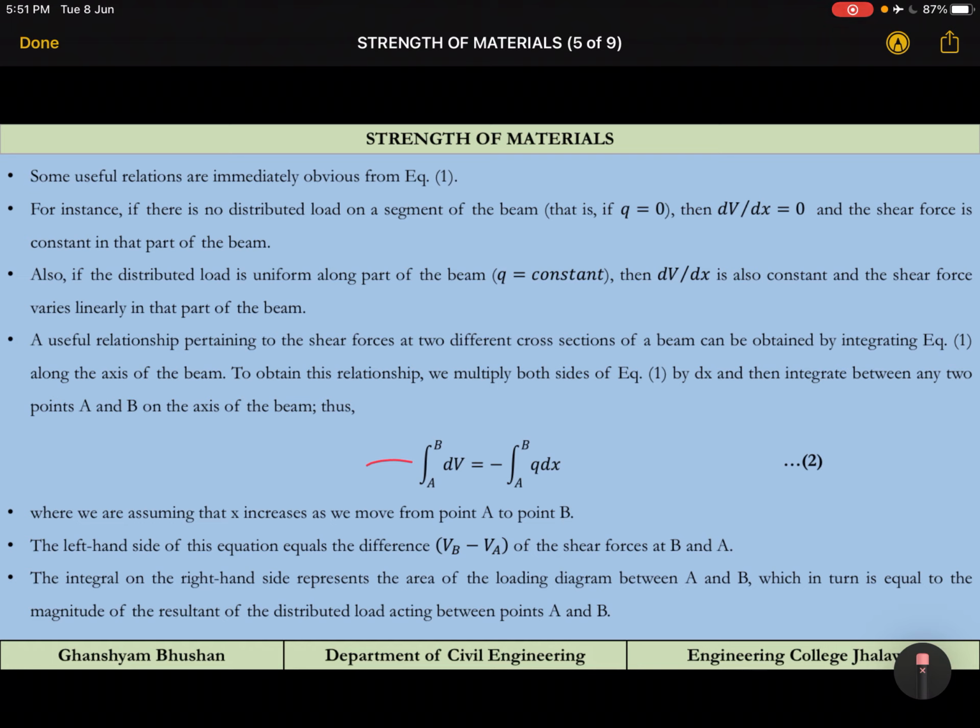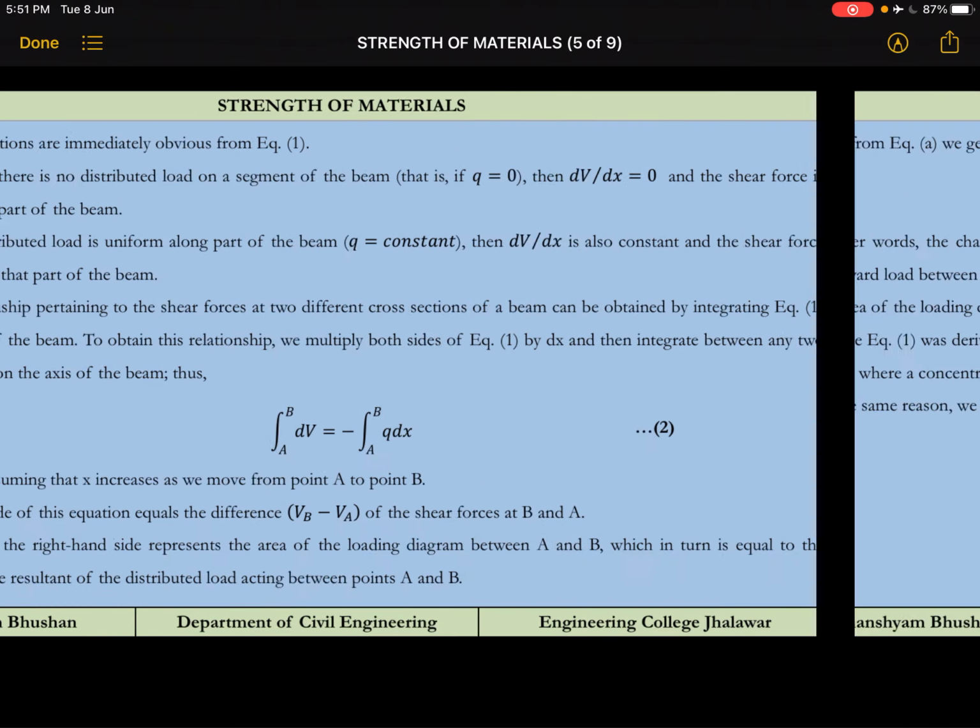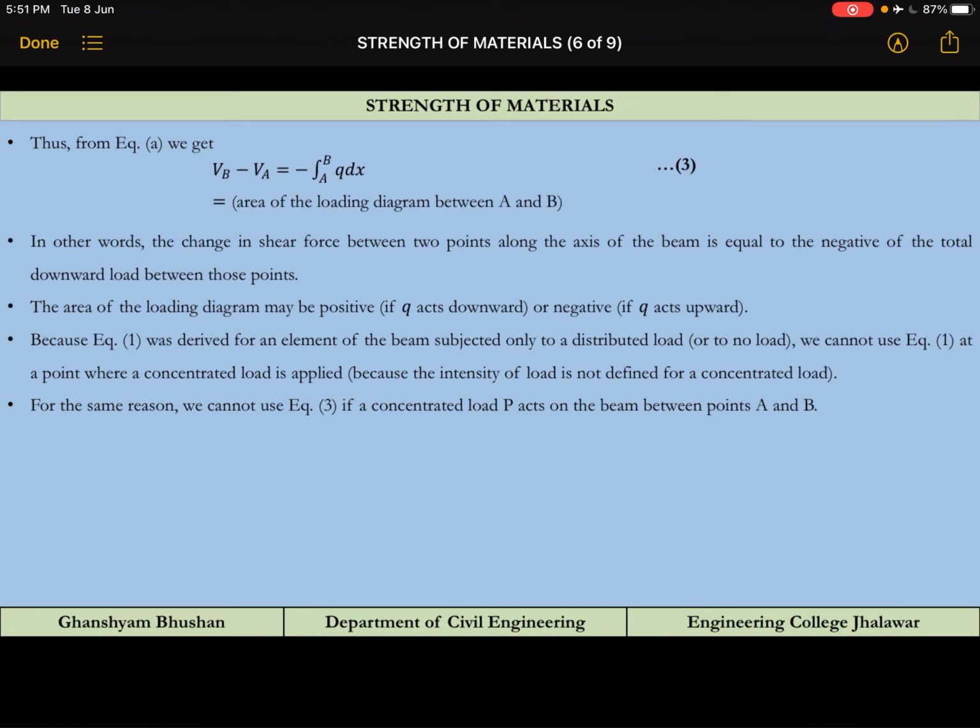And so the left hand side of the equation is given by Vb minus Va. The integral of the right hand side represents the area of the loading diagram between A and B, which in turn is equal to the magnitude of the resultant of the distributed load acting between point A and B. So this is given by this equation, we can calculate. Okay, so Vb minus Va is what? Minus of integral A to B q dx. So it is the area of the loading diagram between A and B.